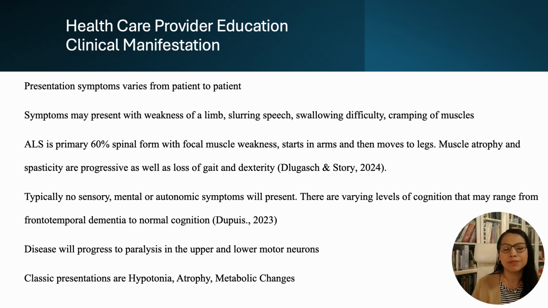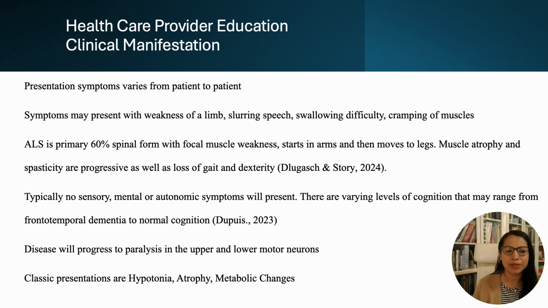So some ways that these patients will present in the clinic. And every patient is really different, and not all patients are going to present exactly alike. The disease presents at different areas of the body. It's asymmetrical, so everyone is a little bit different in a certain sense. But they may come with weakness of a limb or both limbs, slurring of speech, difficulty swallowing, cramping of their muscles, twitching.